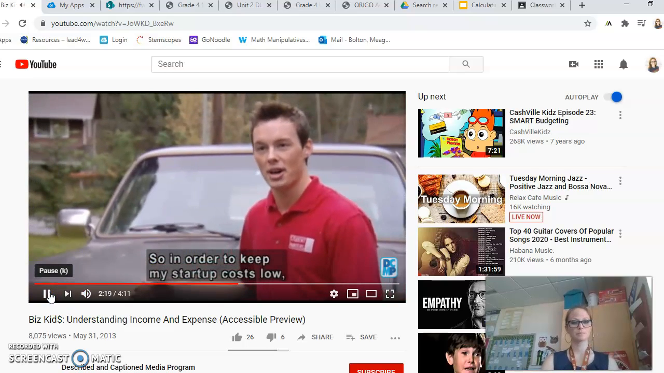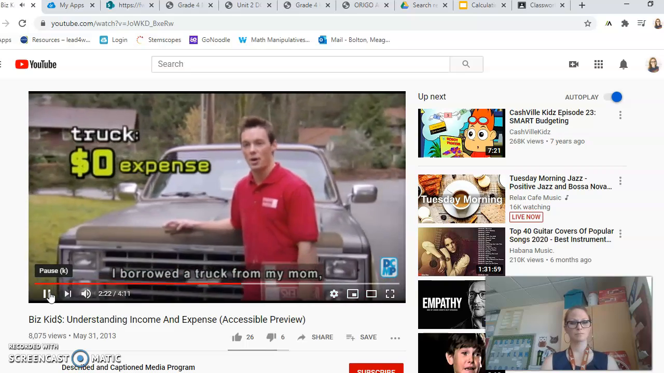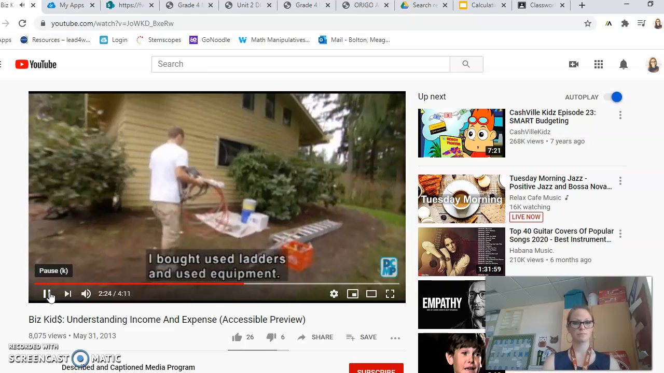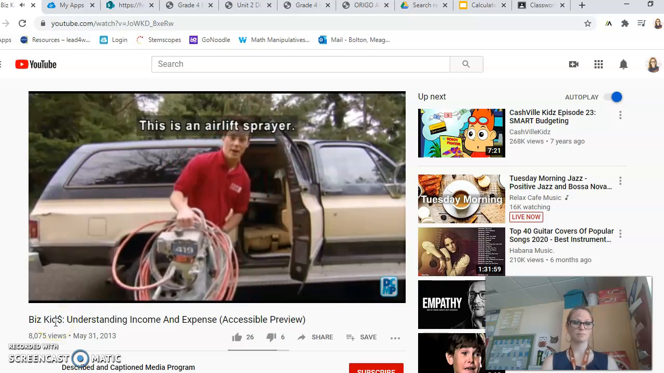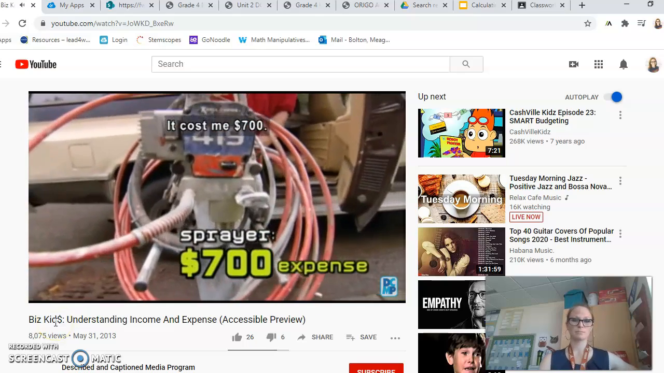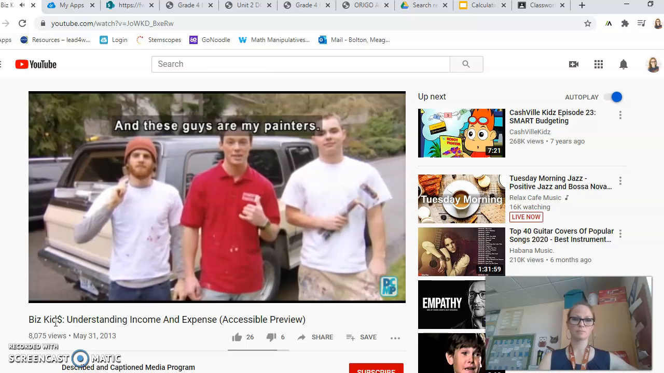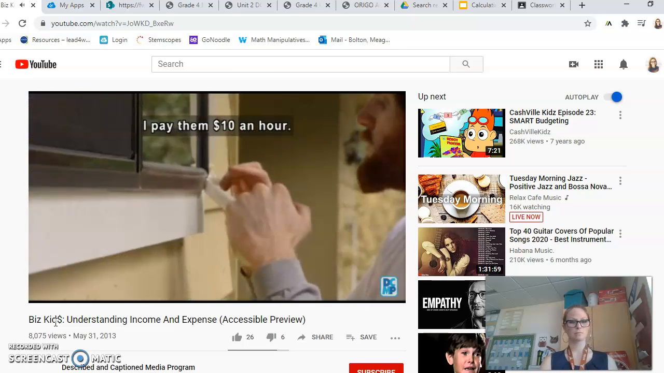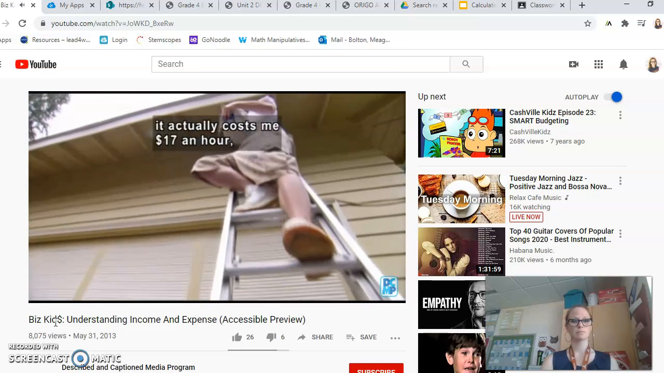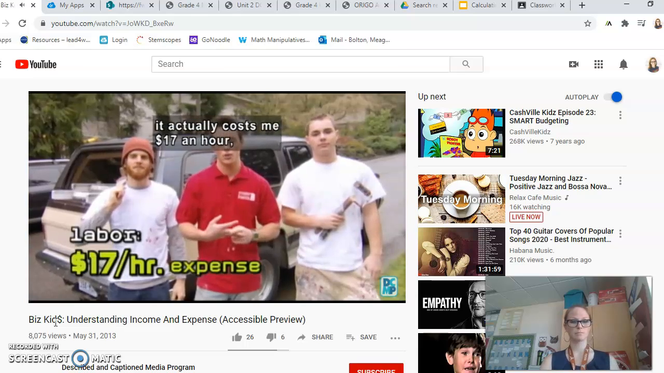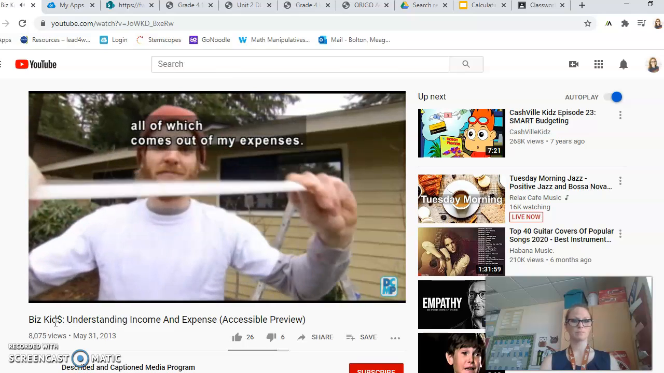So in order to keep my startup costs low, I borrowed a truck from my mom, I bought used ladders and used equipment. This ladder cost me $300. This is an airless sprayer, cost me $700. And these guys are my painters. I pay them $10 an hour, but after insurance, taxes, and workman's compensation, it actually costs me $17 an hour, all of which comes out of my expenses.